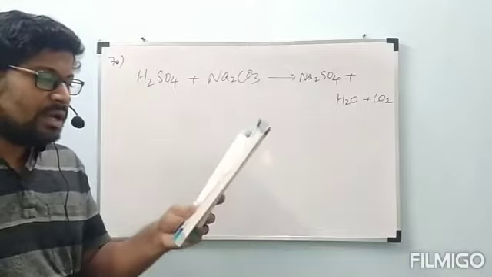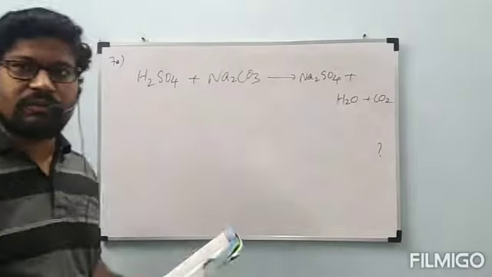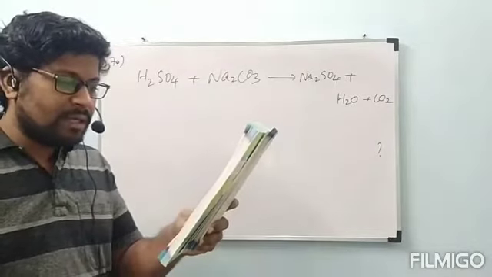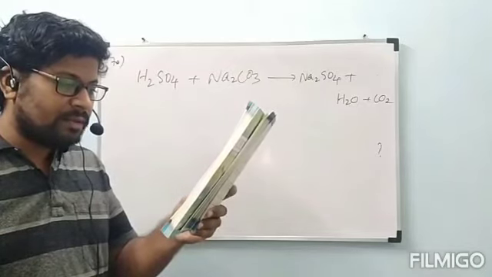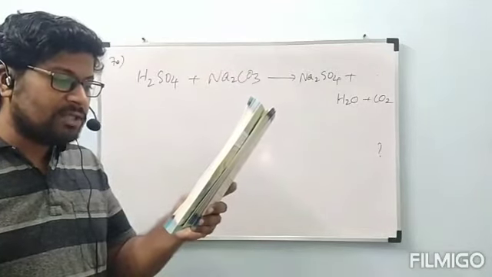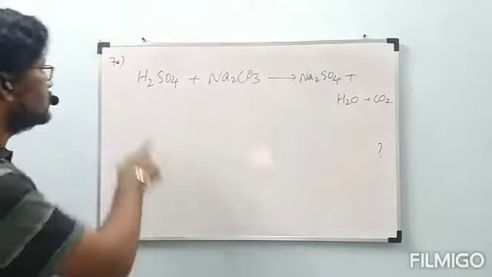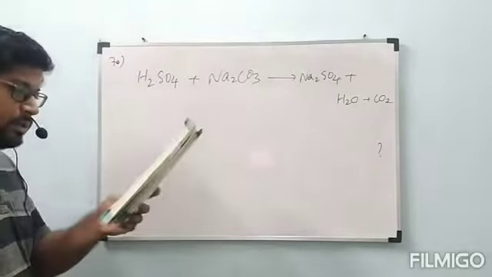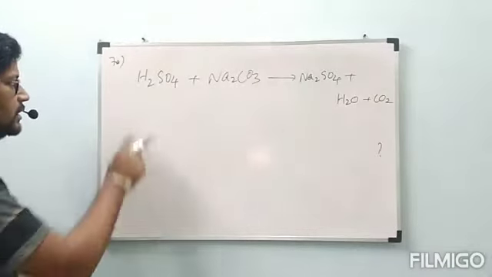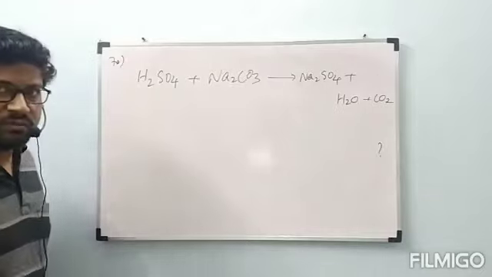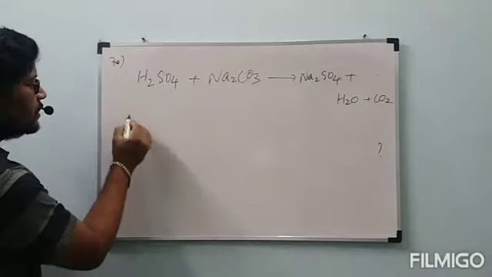Now what is the question? How many liters of CO2 at STP will be formed when 100 ml of 0.1 molar H2SO4 reacts with excess of Na2CO3? We don't know the amount of CO2 in liters. Concentrate on this H2SO4 now: 100 ml of 0.1 molar.